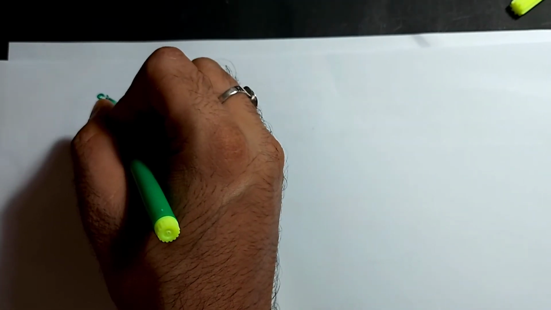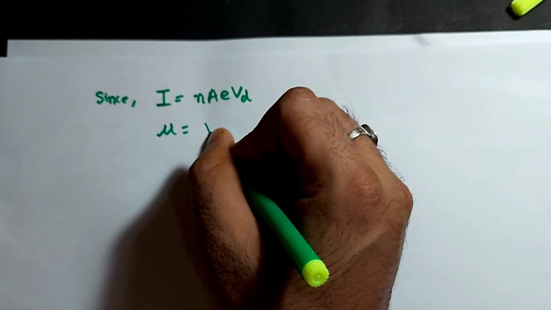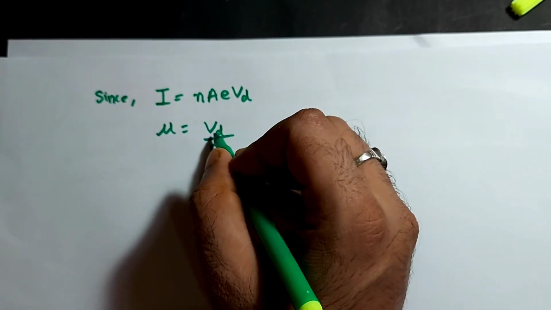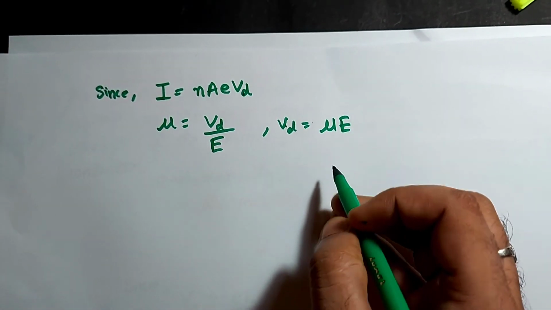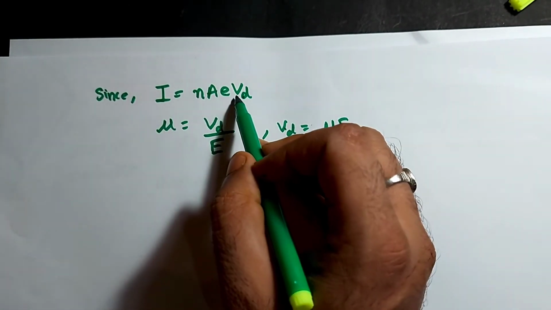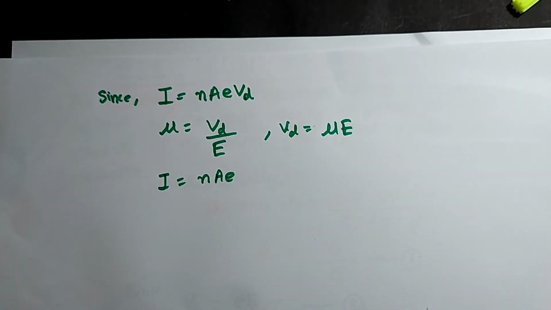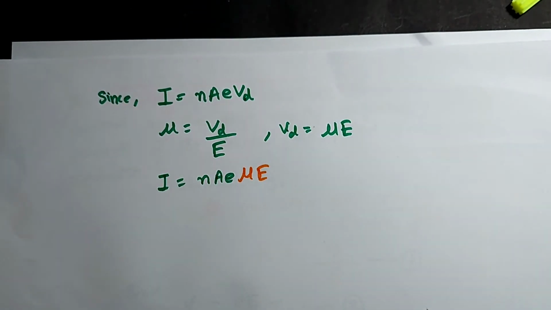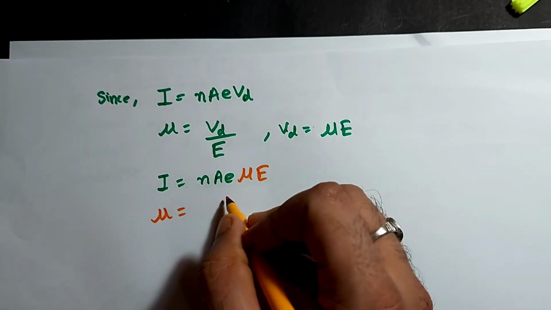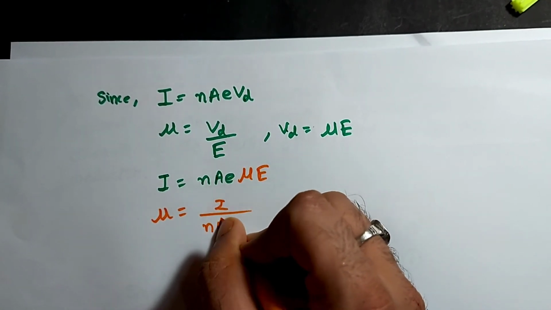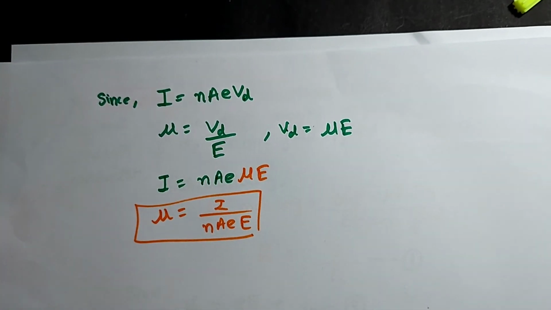Since we can write I is equal to nAe Vd, and we know that mu is equal to Vd by E, or we can simply say that Vd is equal to mu E. If I use this Vd in this equation, what I will get is I is equal to nAe, and the value of Vd is mu E. Hence I is equal to nAe mu E, or mu is equal to I divided by nAeE. Hence we can also express mobility in terms of current.